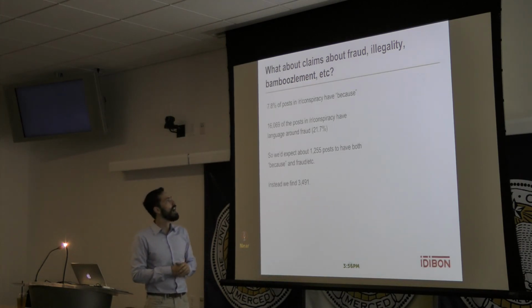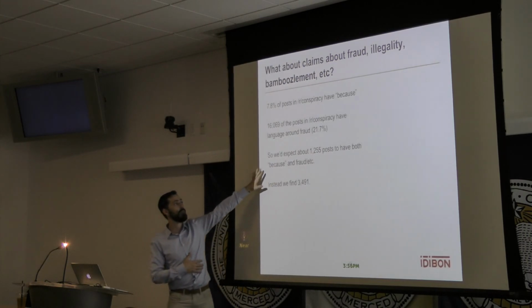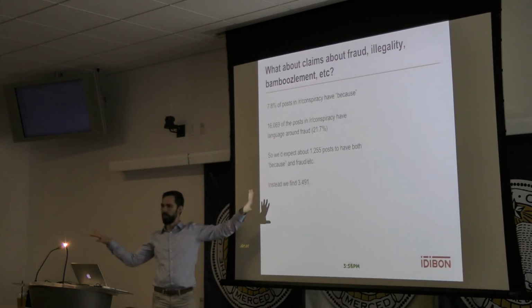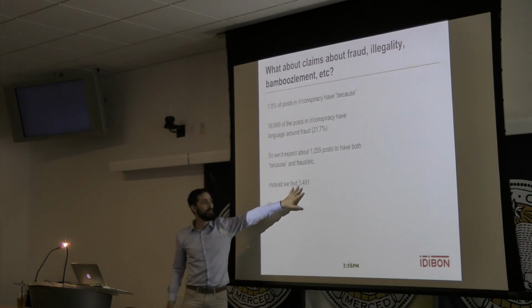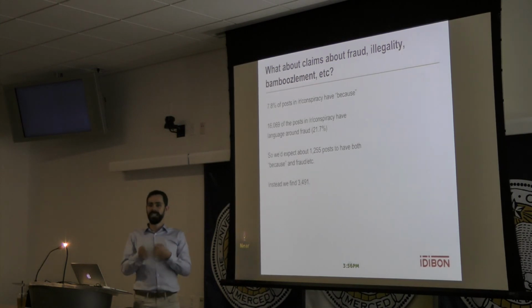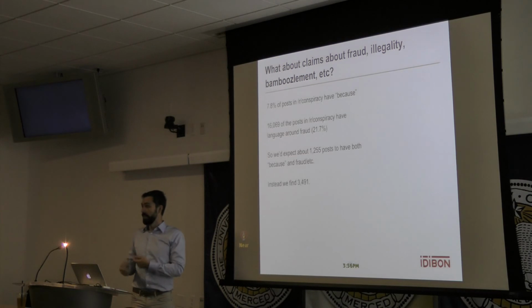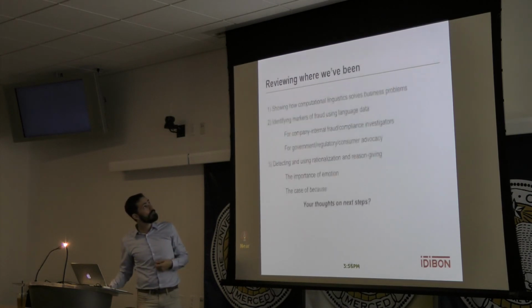At any rate, we'd expect about 1,300 posts to have both of them if everything were distributed randomly. But we instead have close to 3,500, right? So there does seem to be this effect: when you're going to make accusations around illegality, fraud, and these sorts of things, you are going to be backing it up in a "because" kind of style.